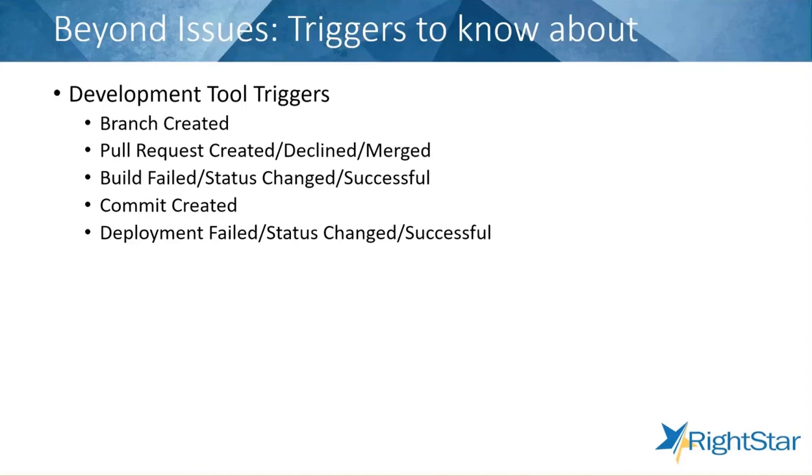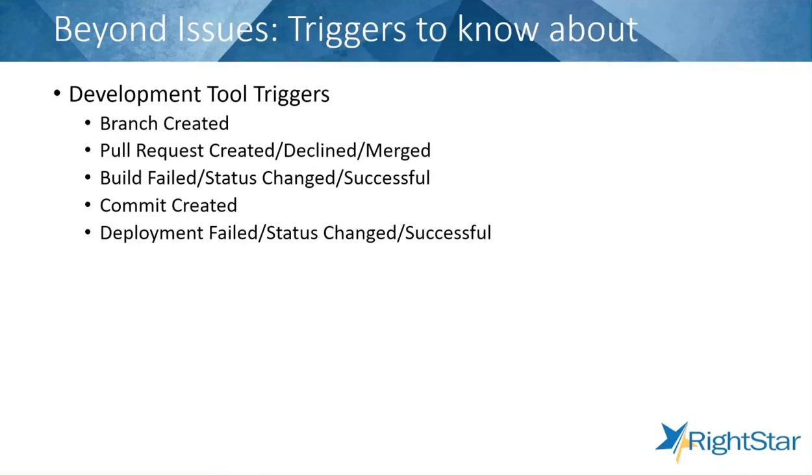Again, the same way we're doing transitions on pull requests, we can do transitions on builds. Let's say I have a build that's failed. I may want to automatically transition my ticket back into a status to alert somebody that the build failed. Or if it's successful, I may want to change it into indicating that it was deployed. So this is, again, a way I can integrate with my development system. Commit created is pretty straightforward, and again, deployment failed or successful allows me to track that.